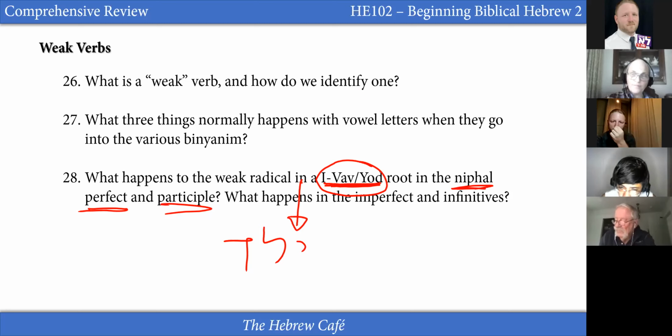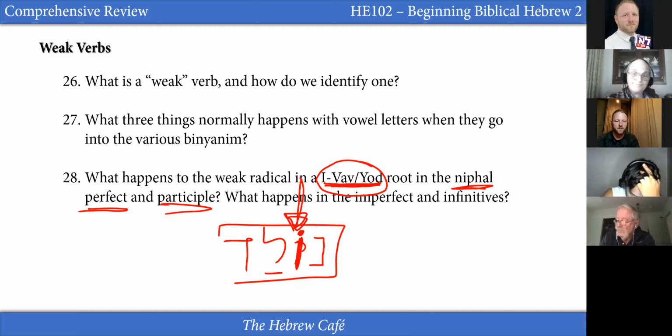That's a tricky one. We only covered these at the end of the course. Let's say we want to make it nifal. We want to make it nifal, so we add noon. What happens with that yod? Does it get a dagesh? Not in this case. It becomes vav. Nolad, he was born. That first yod becomes o.